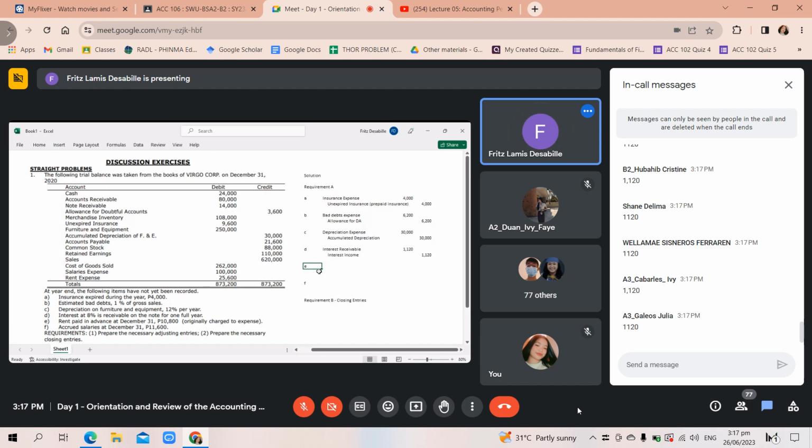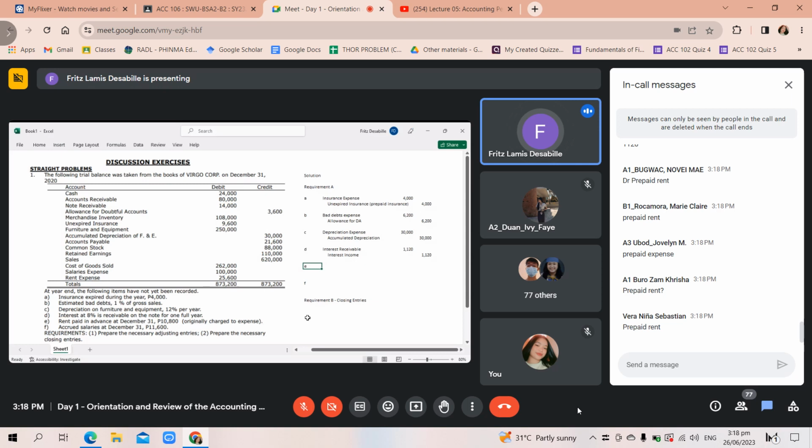Letter E. Rent paid in advance at December 31, 10,800. Where do we get that? And what's our accounting entry? Rent paid in advance, 10,800. So what's our entry? Later on, we'll discuss the asset method, expense method, revenue and liability method after this one.